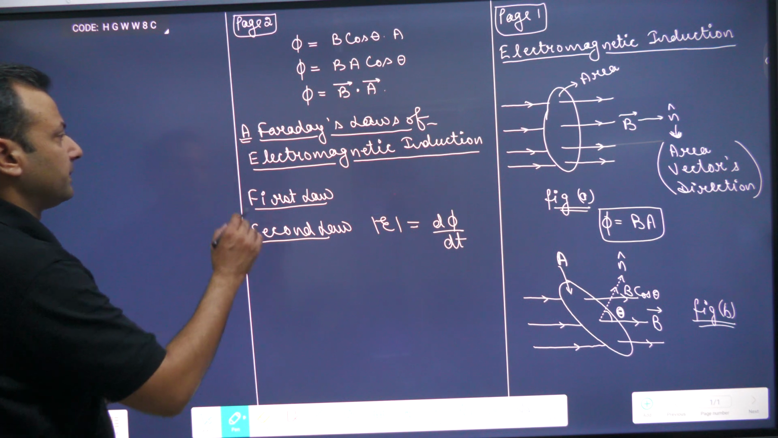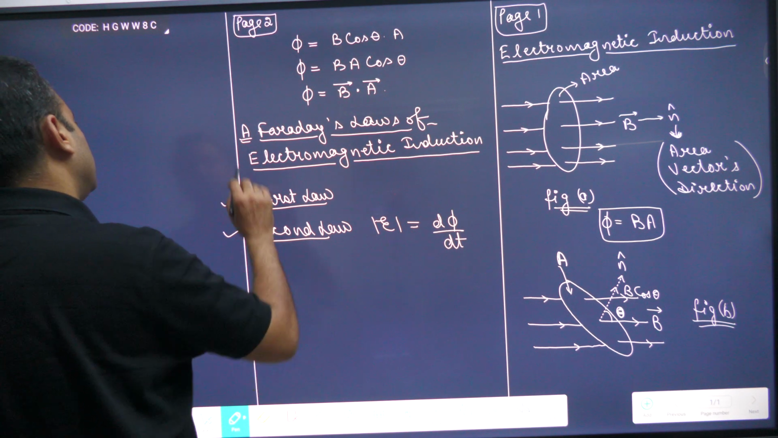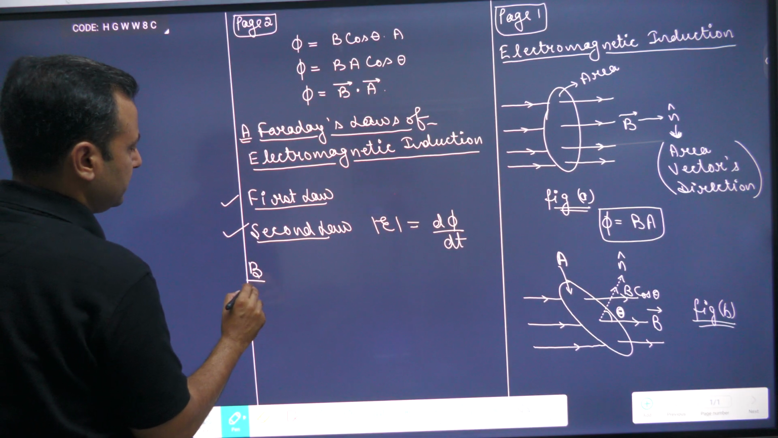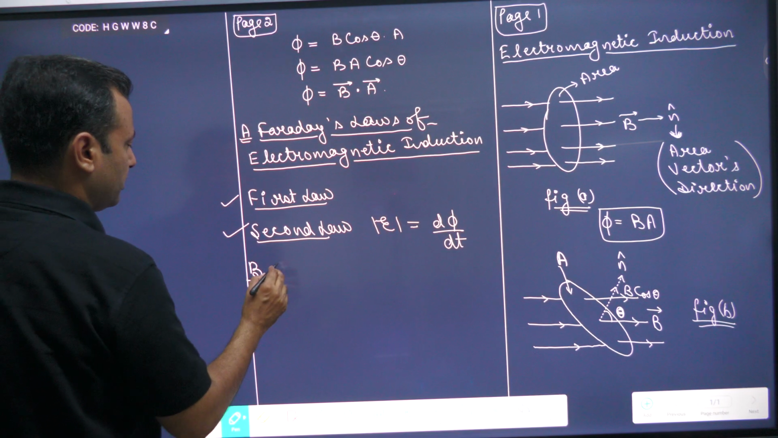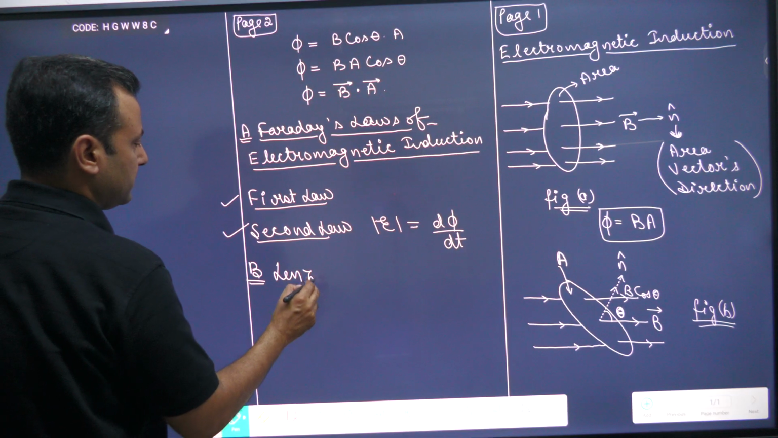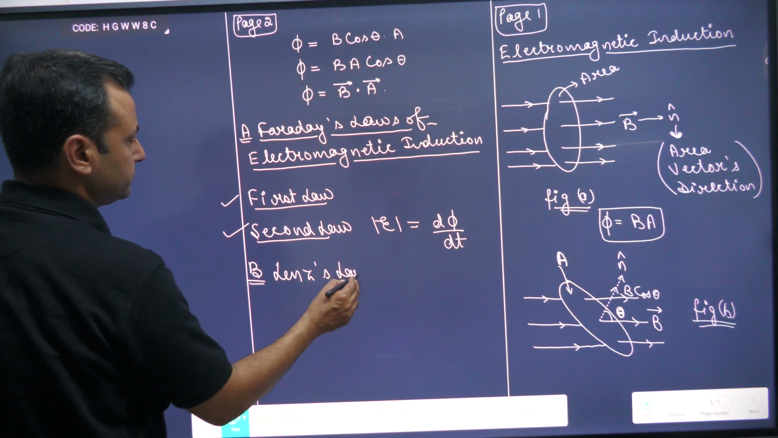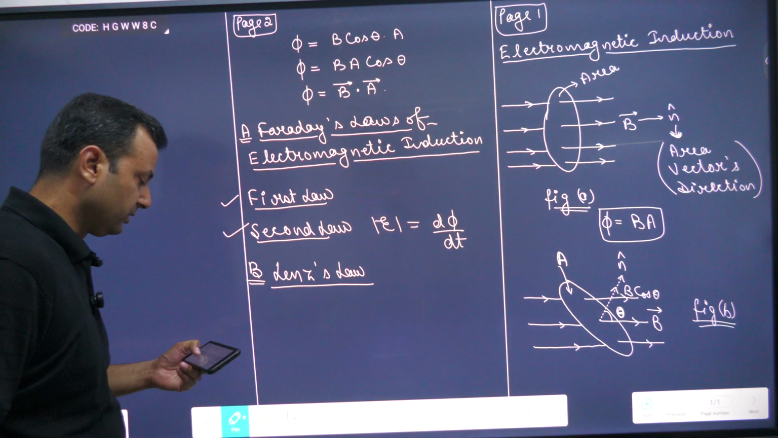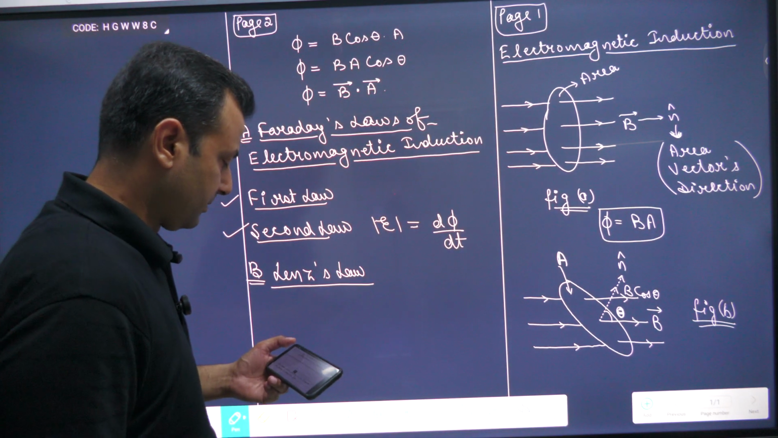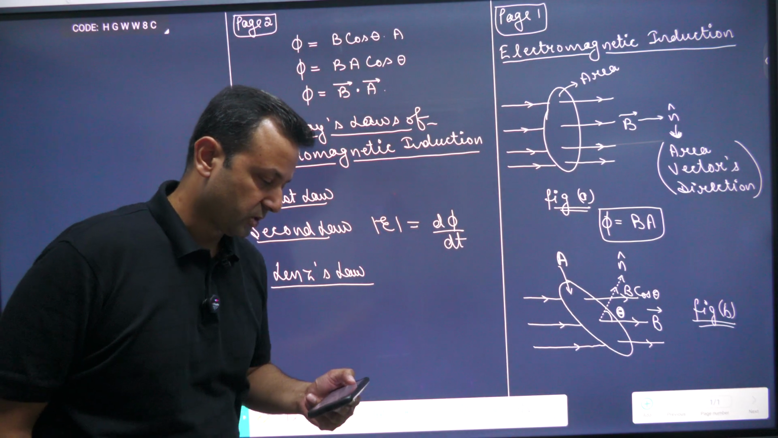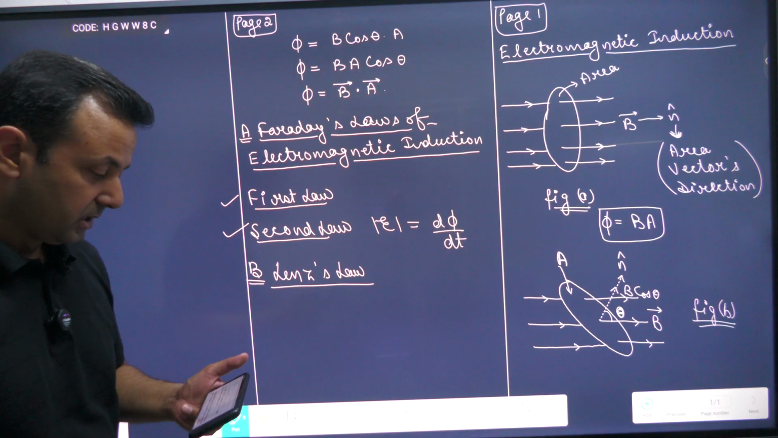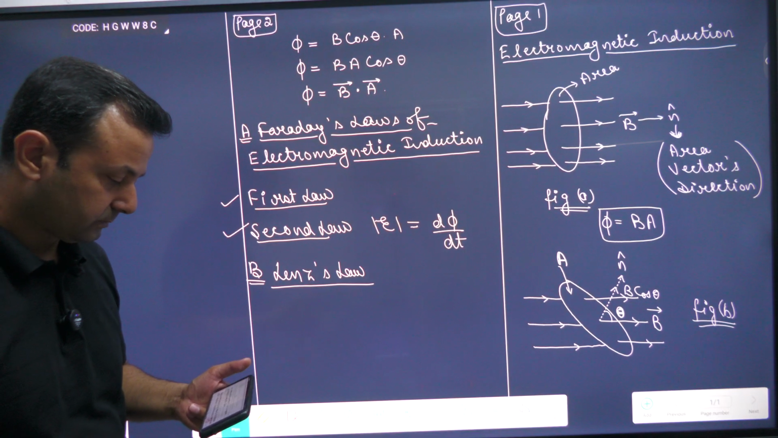Now, part B. This one is the first law, this one is the second law. So these two laws were given by Faraday. B is Lenz's law. This law states that the direction of induced current is such that it opposes the cause which produces it. That is, it opposes the change in magnetic flux.